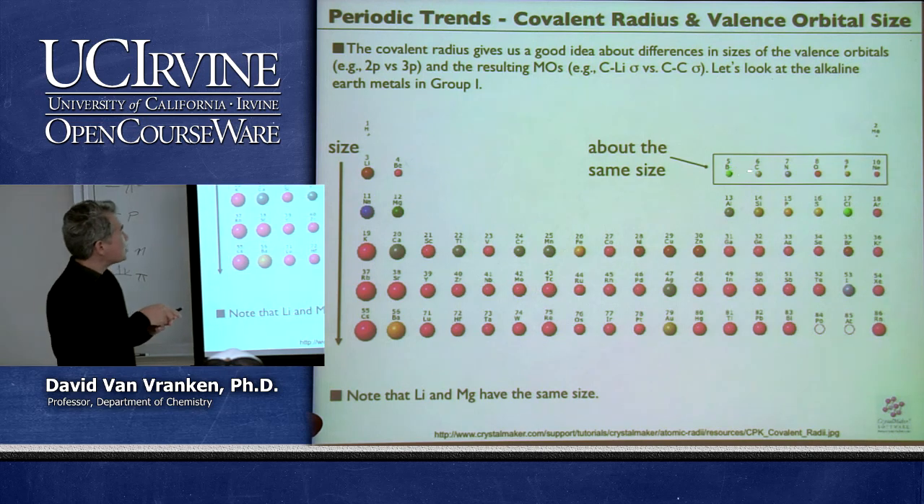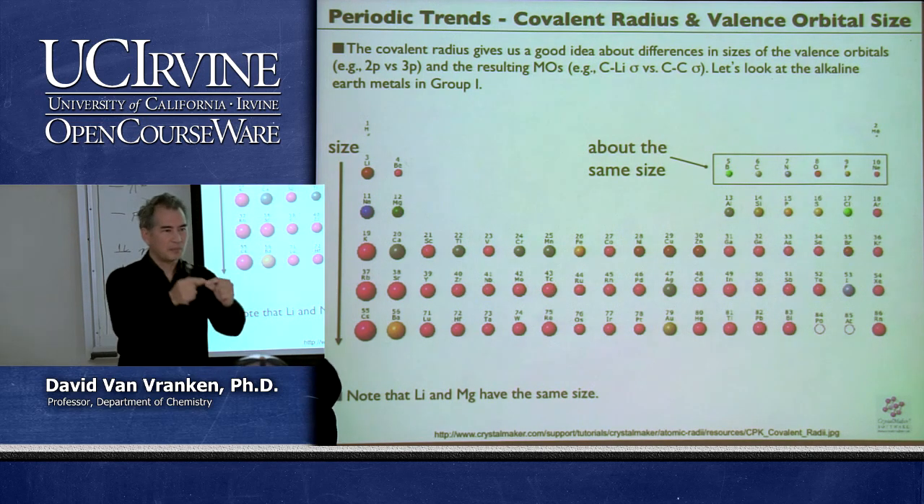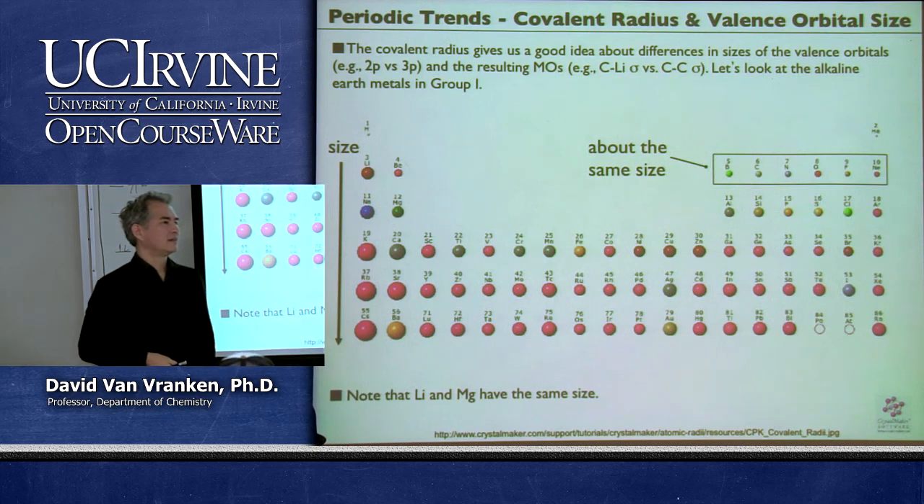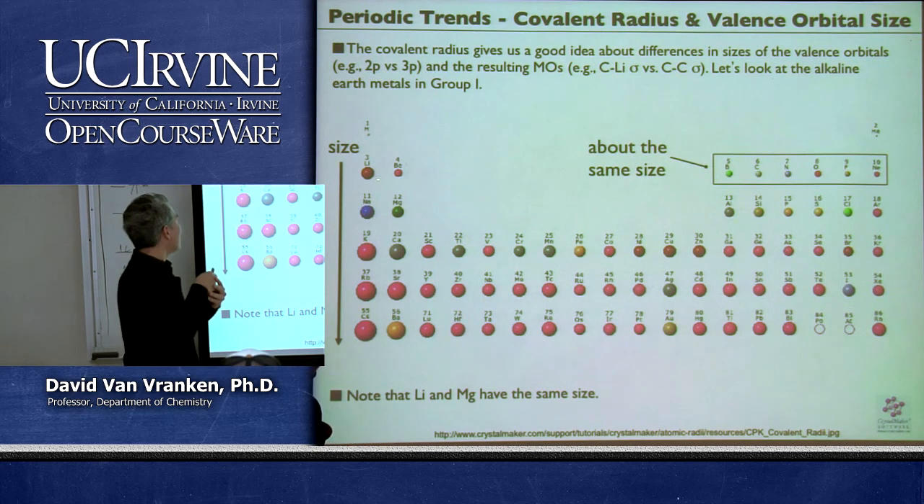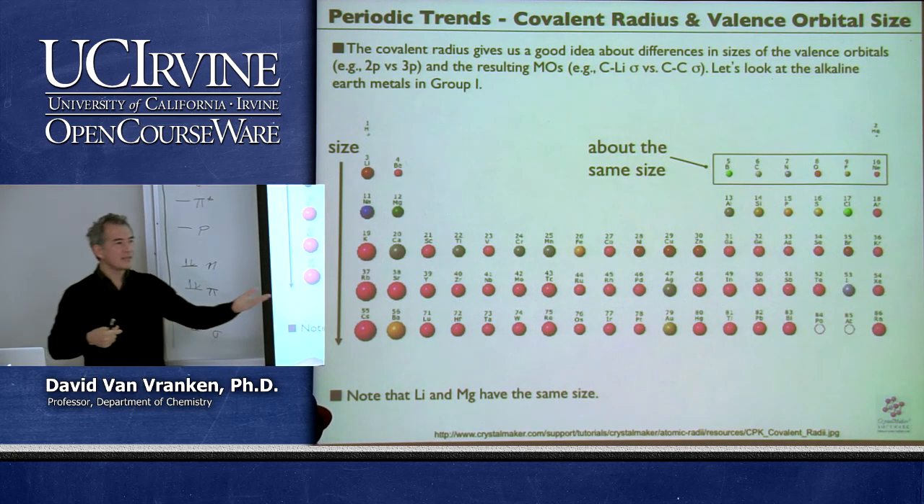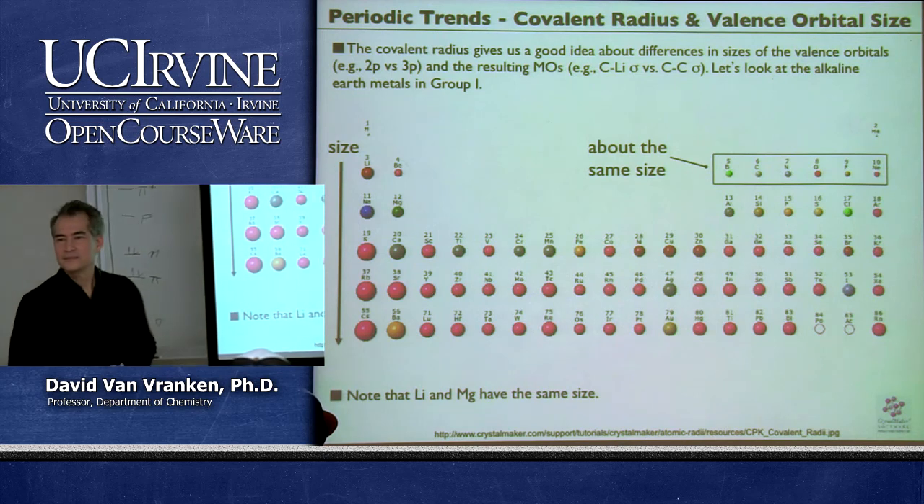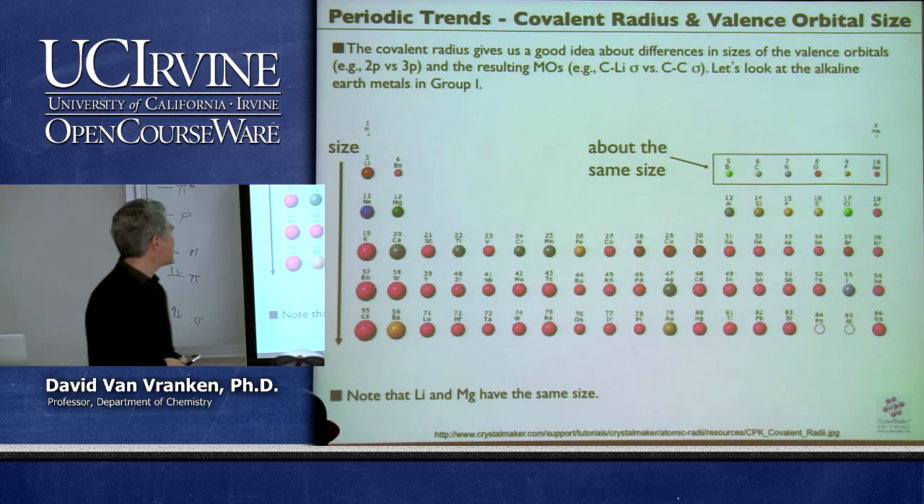So when you make a bond between carbon and lithium, it's not just that lithium is electropositive, but the bonds are longer. The electrons will spend their time farther away from the lithium and not held as tightly. So when you make a carbon-lithium bond, those bonds are very nucleophilic because they are longer and they are weaker. So that's the impact of size.